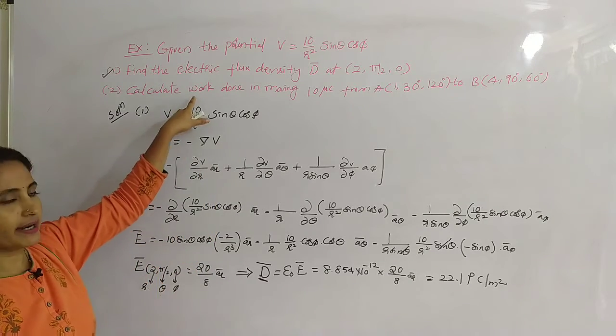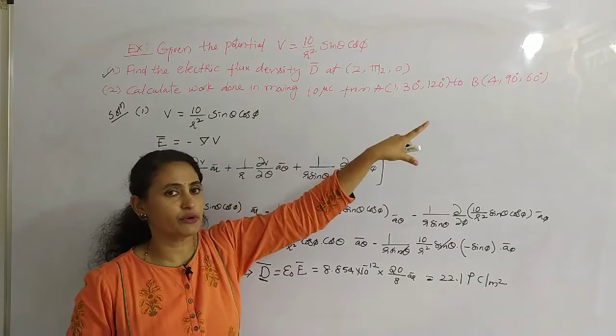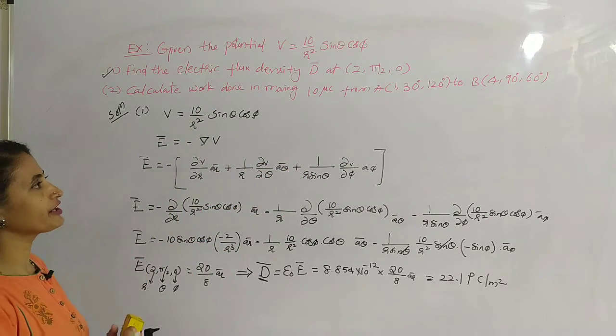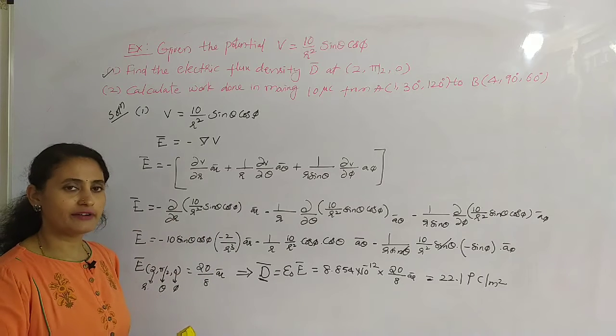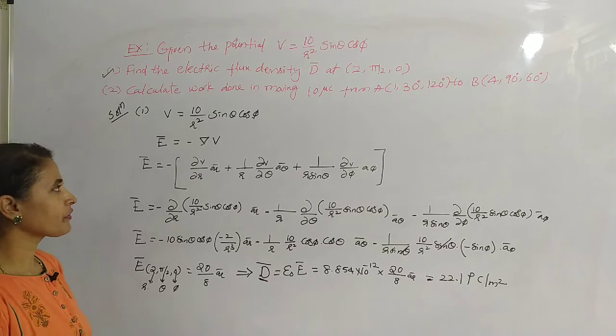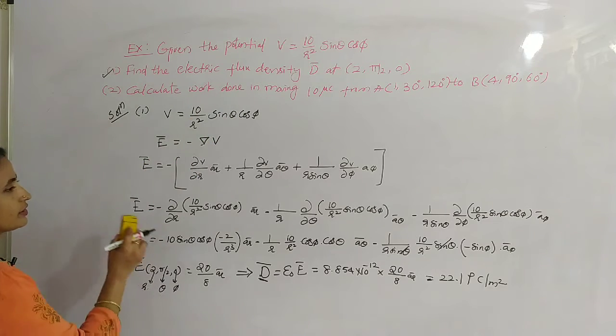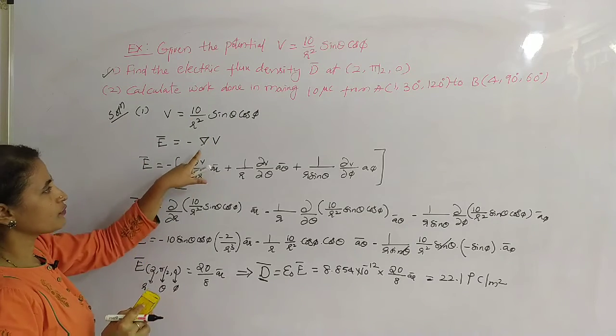What is the second part? The work done in moving this charge from this point to that point, means point A to point B, and for point A the coordinates are given and for point B also. Okay, I'll erase this one and I'll solve the second part. Okay, is it clear? So what did we do?